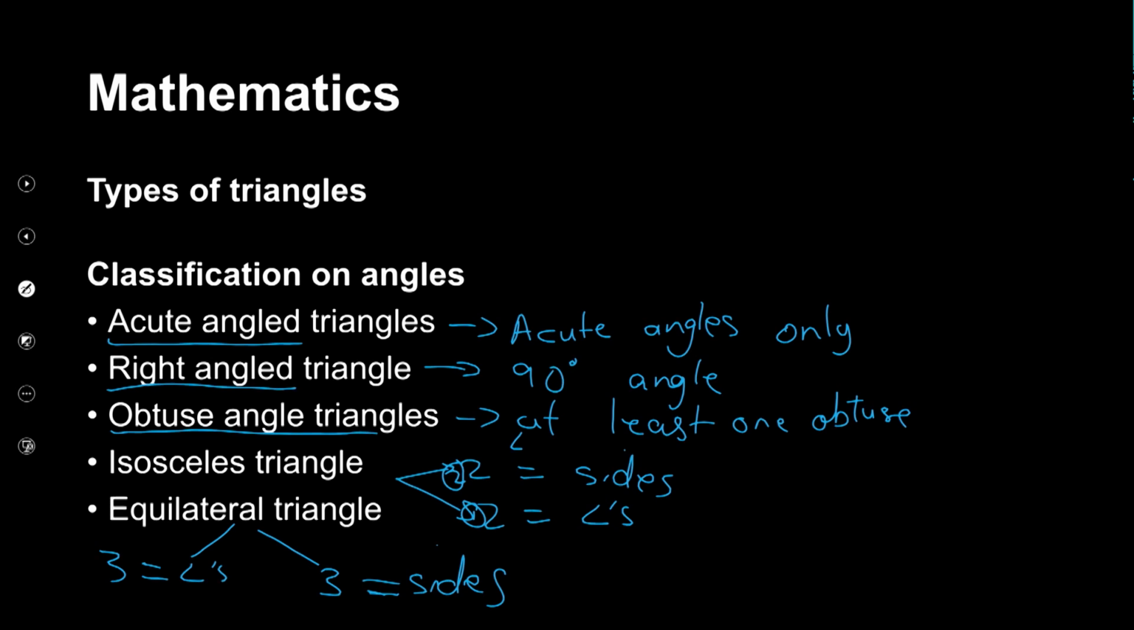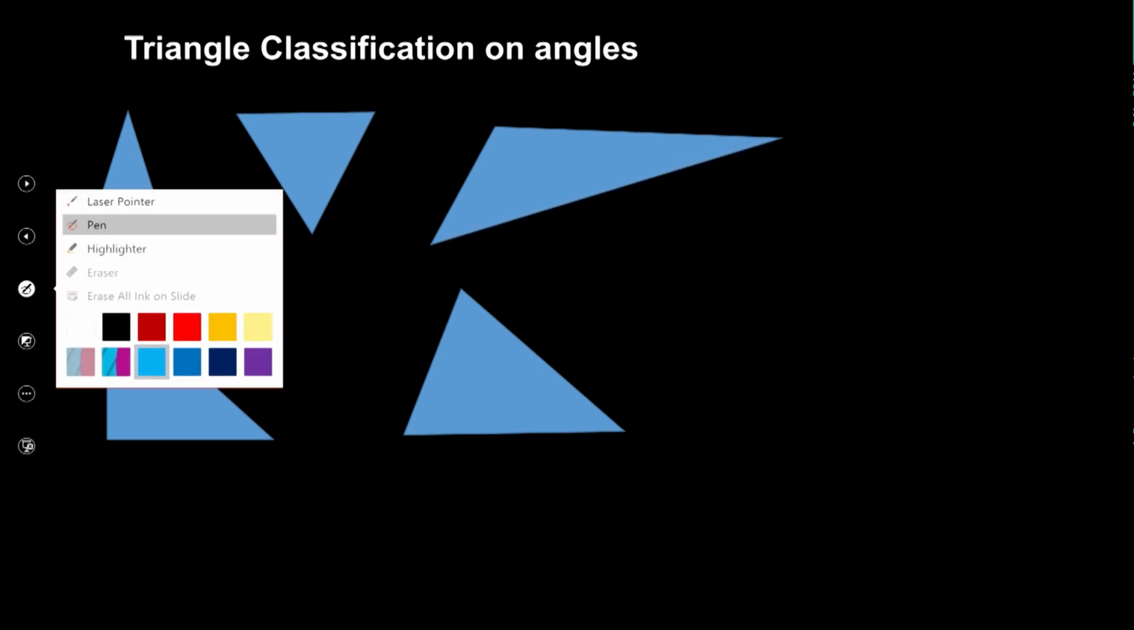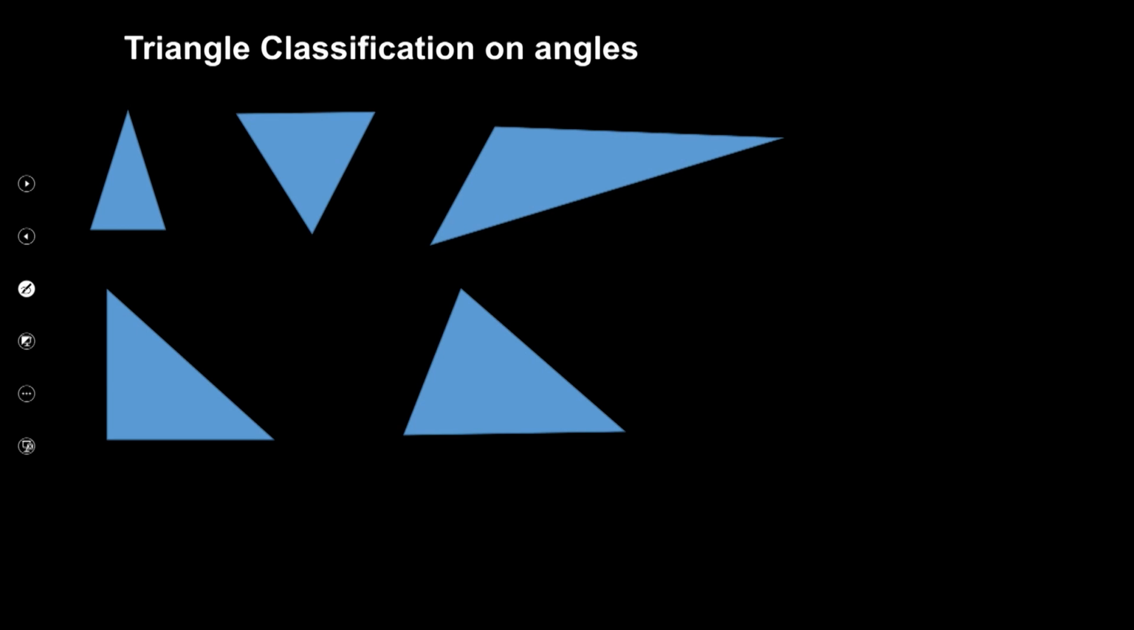So 3 equal angles and 3 equal sides. Now let's see how we're going to try and apply all of these. You can see with this one here, let me just use a different color. This side is equal to that side, and that angle there will be equal to that angle there. So this will be considered the isosceles triangle that we have, right?